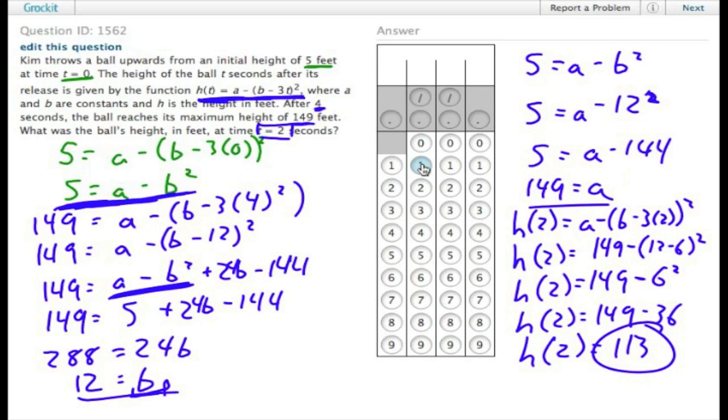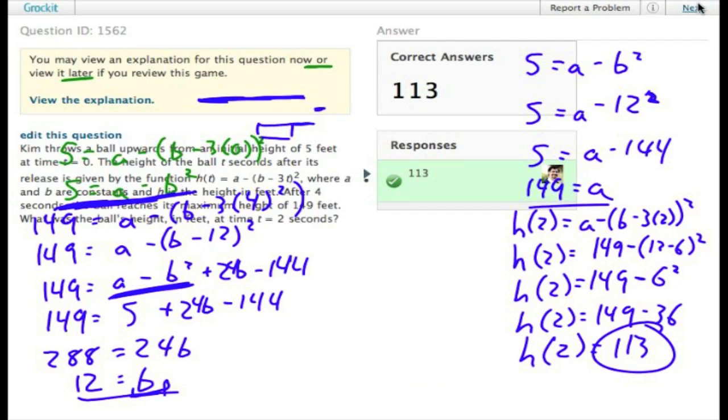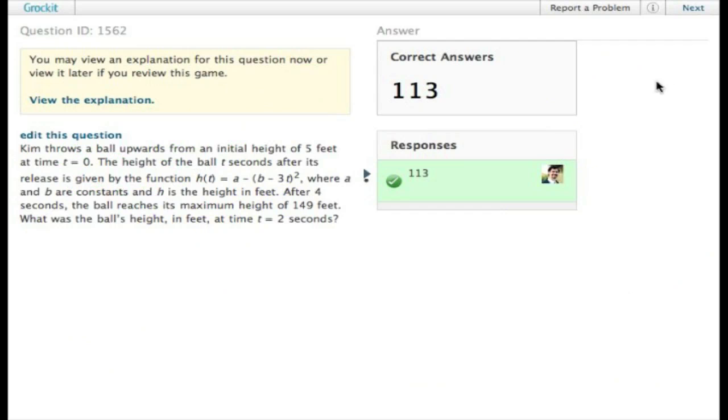Let's go ahead and plug that in, make sure we're correct. 113. And we're good. Okay, moving on.